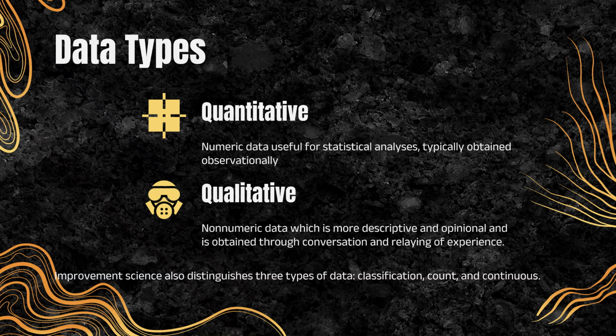Now, we do have other classifications of data. For example, improvement science also distinguishes between three types of data. So we have classification, count, and continuous.